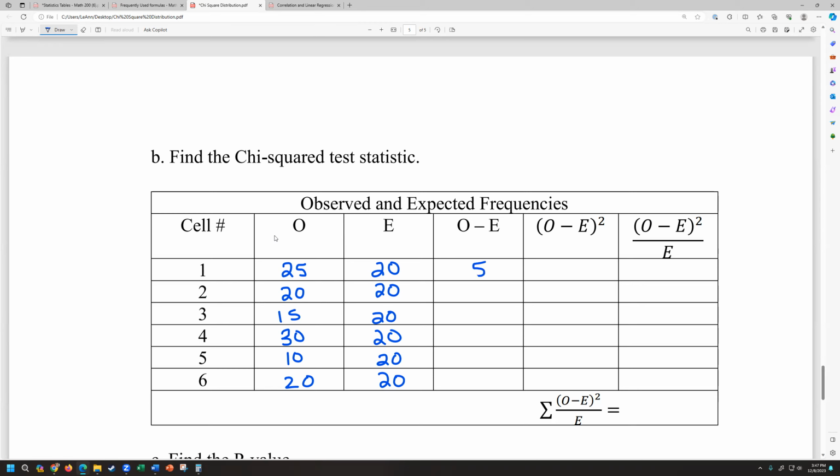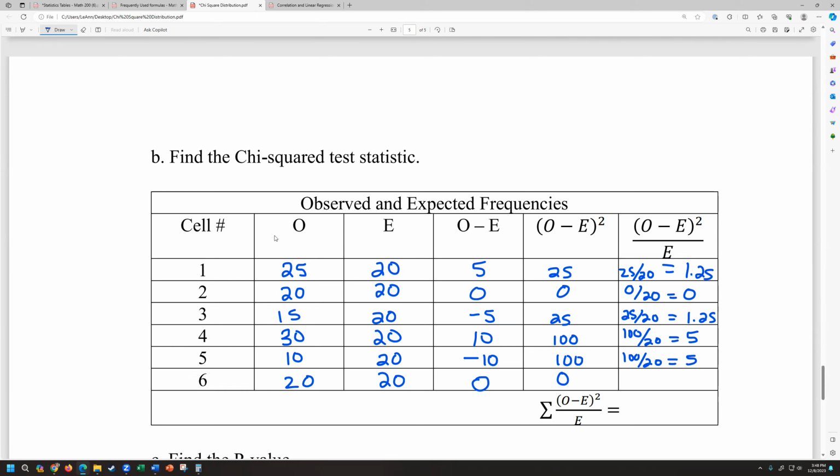We do our subtraction, so we get 5, 0, -5, 10, -10, and 0. We square each of those, so that's 25, 0, 25, 100, 100, and 0. We're going to divide each of those by the expected value for that specific category. So this one's divided by 20, so that comes out to 1.25. 0 divided by 20 is just 0. 25 divided by 20 will be another 1.25. 100 divided by 20 is going to be 5, and we get that again.